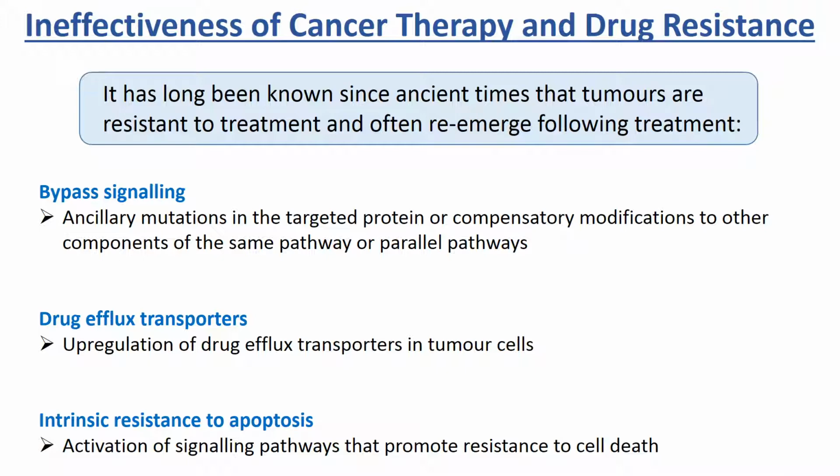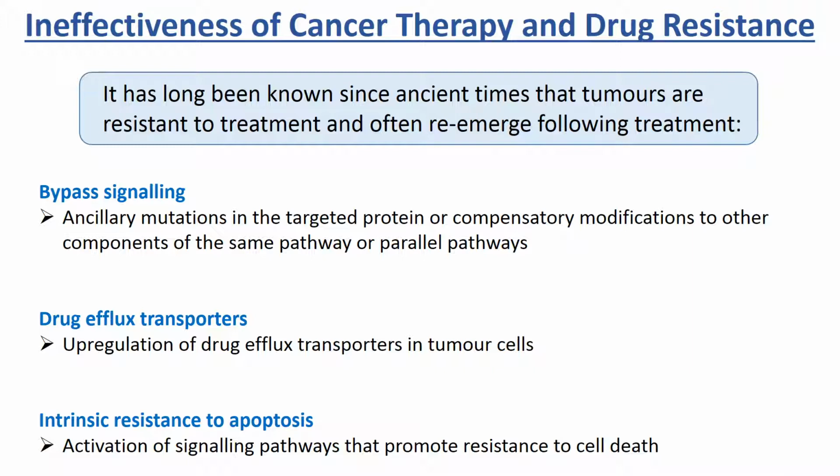Some other reasons why tumours are resistant to treatment and often re-emerge following treatment is due to bypass signalling. This is ancillary mutations in the targeted protein, or indeed compensatory modifications to other components of the same pathway or parallel pathways. Thereby, in the presence of the drug, the cell can use alternative pathways for growth and survival.